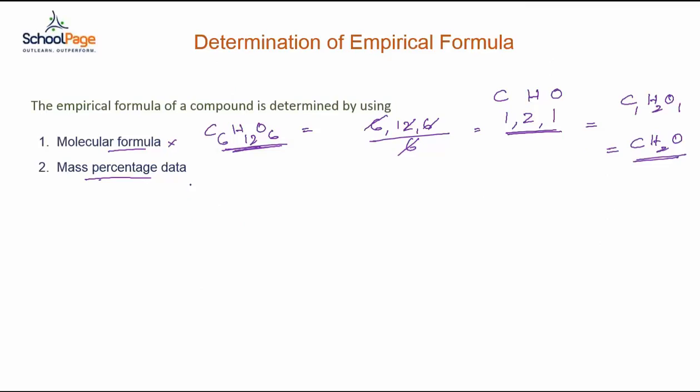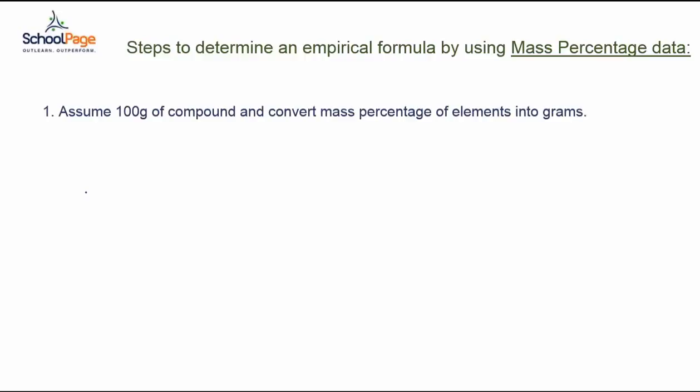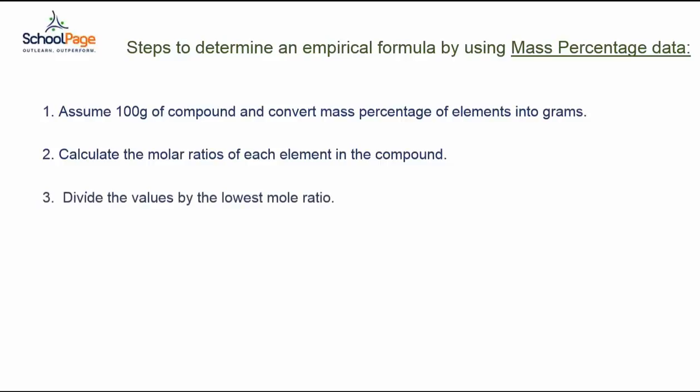Now let us learn how mass percentage data can be used to find out the empirical formula of any given compound. The first step to identify the empirical formula using mass percentage data is to assume 100 grams of a compound and then convert the mass percentage of elements into grams. Then using this data, calculate the molar ratios of each element in the compound and then divide the values by the lowest mole ratio. Using the data obtained, assign the empirical formula to the compound. So let us take an example and understand these steps better.